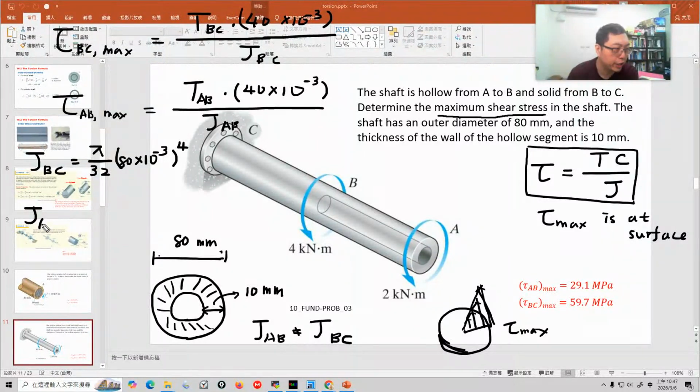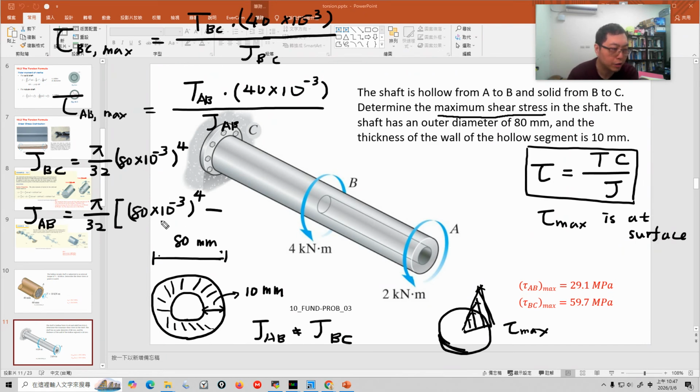Okay, what's the JAB? Be careful, it's not solid, it has a hollow section. So you need to calculate, let me see. That means pi over 2, you have 80 times 10 to the power minus 3 to the power 4, and you have to subtract the hollow section.